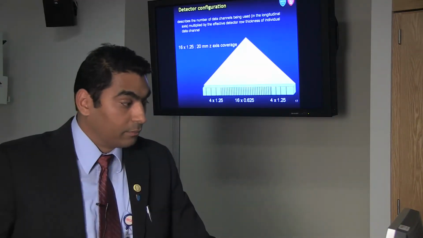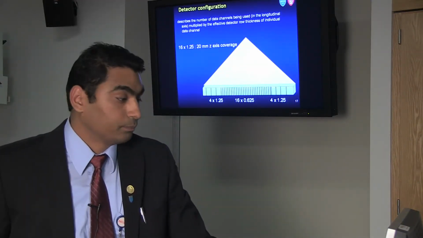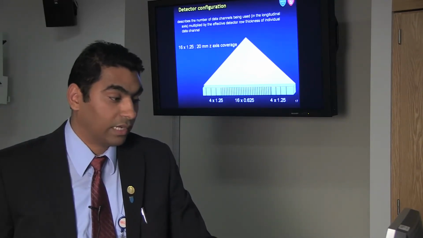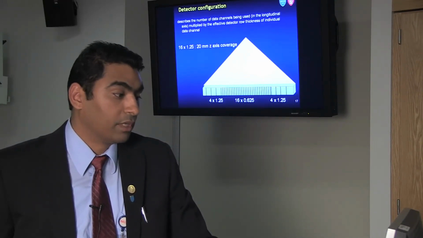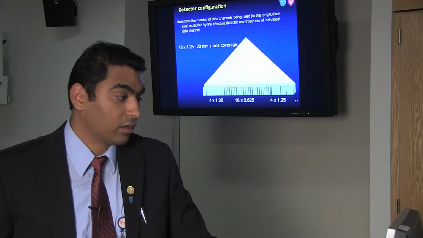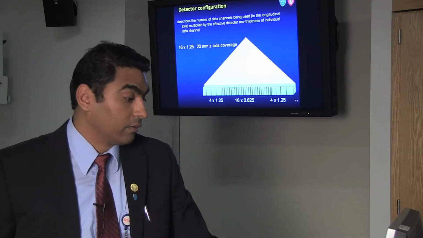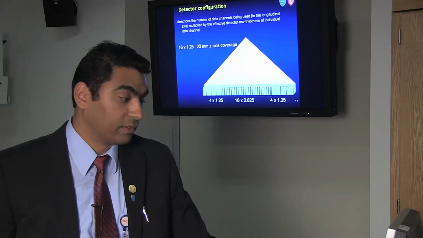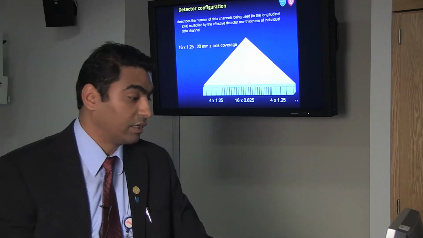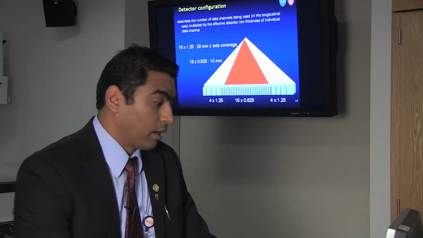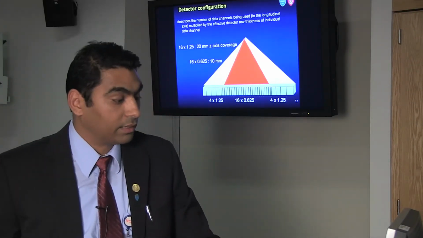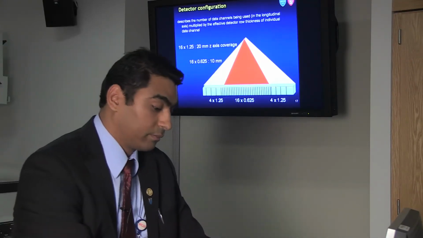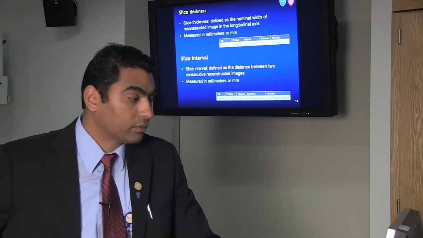Now, the next parameter we look at is the detector configuration. This describes the number of data channels being used in the longitudinal axis of a patient multiplied by the effective detector row thickness of individual data channel. So, for example, over here we have 16 multiplied by the thickness of a detector, 1.25, giving us a 20 millimeter Z-axis coverage. And when we take 16 multiplied by thinner detectors, that's 0.625, it gives us a 10 millimeter Z-axis coverage.